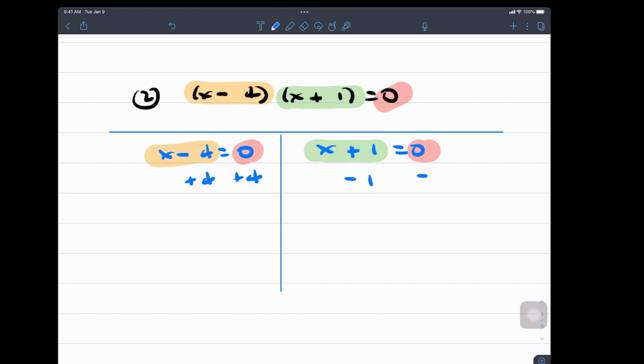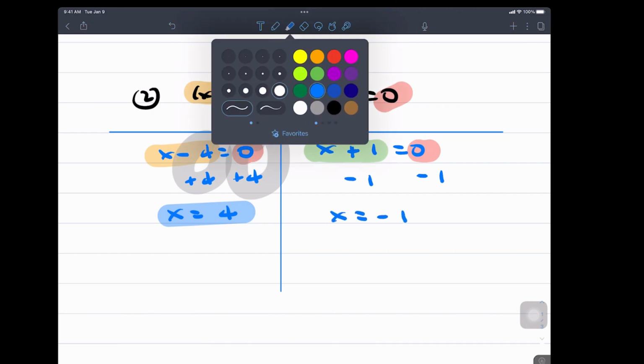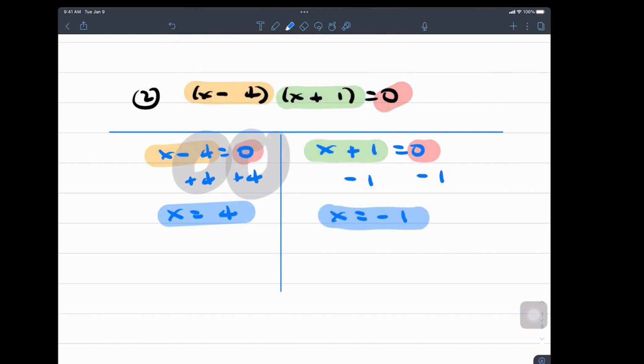So you undo subtraction of 4 for both of these. 0 plus 4 gives you 4, so x is 4. And then you get 0 minus 1, so x is negative 1 here. And there are your solutions.